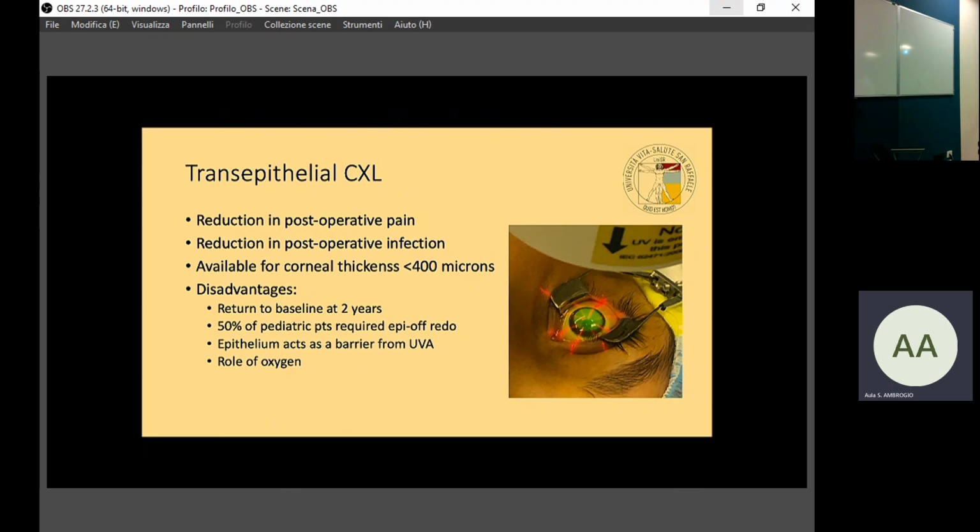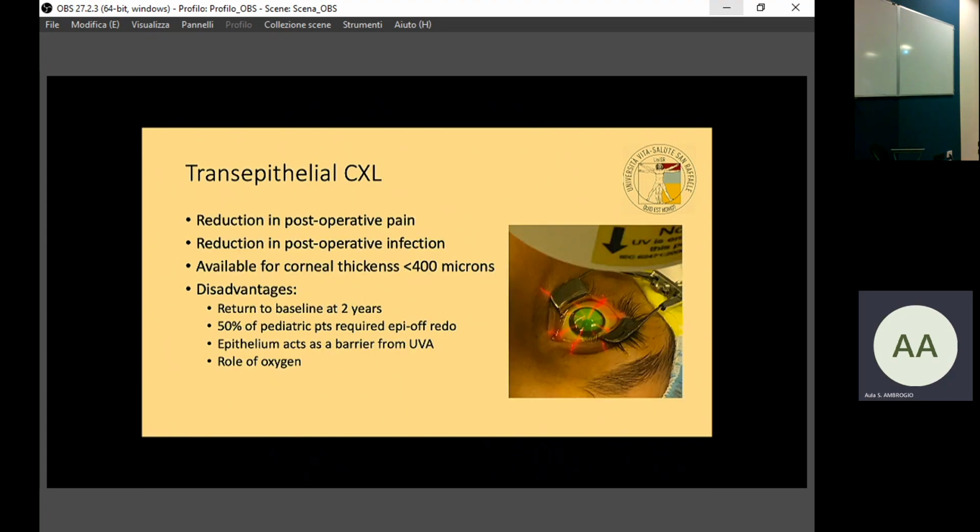Unfortunately, as fancy as it might seem, there are some aspects that should be underlined. First of all, the results are not great, in the sense that there is a return to baseline after 2 years, and up to 50% of the pediatric patients require the procedure to be redone. We can speculate on what is happening. Probably the most evidence-based theory is that if we do not remove the epithelium, we have reduced efficacy because the stroma needs to be exposed to oxygen in order to be cross-linked. So there is a reduction in this exposure, less production of reactive oxygen species, and most likely also less efficacy.